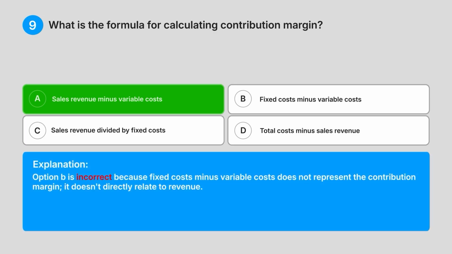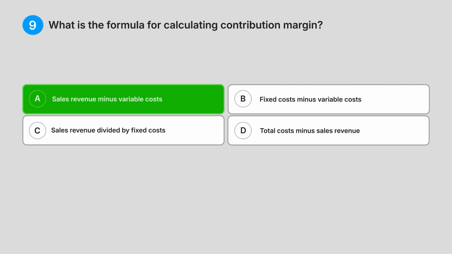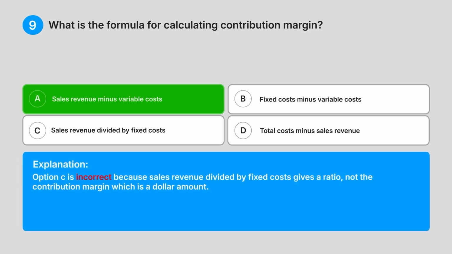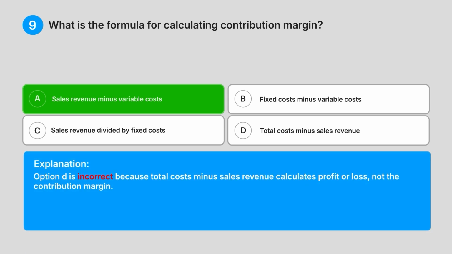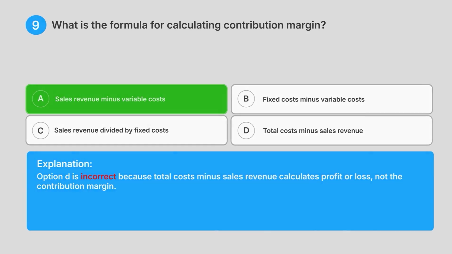Option B is incorrect because fixed costs minus variable costs does not represent the contribution margin. It doesn't directly relate to revenue. Option C is incorrect because sales revenue divided by fixed costs gives a ratio, not the contribution margin, which is a dollar amount. Option D is incorrect because total costs minus sales revenue calculates profit or loss, not the contribution margin.